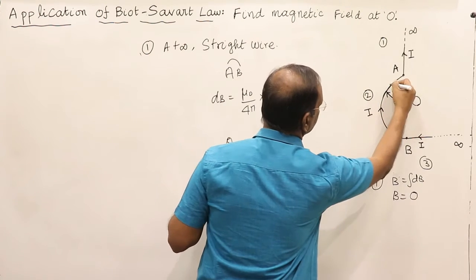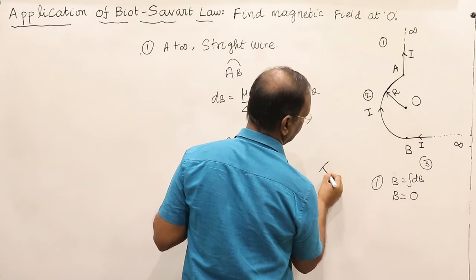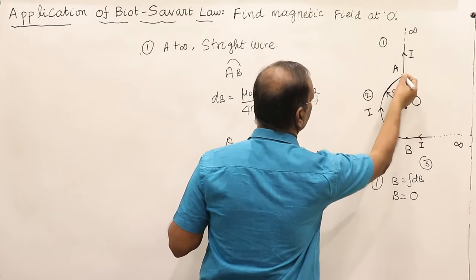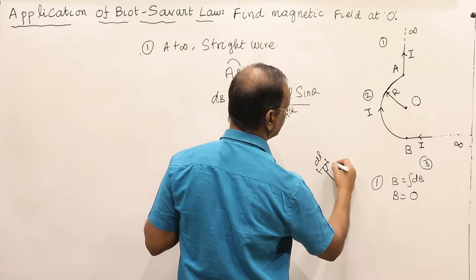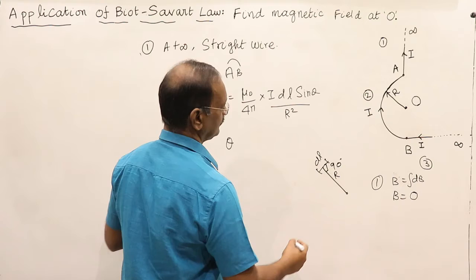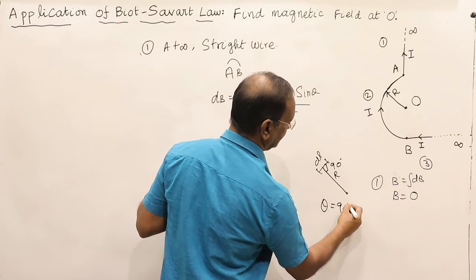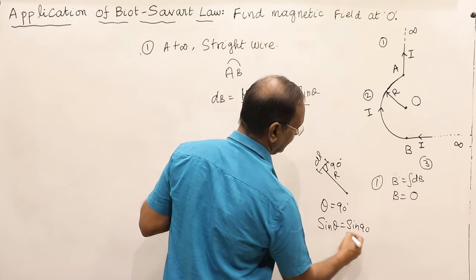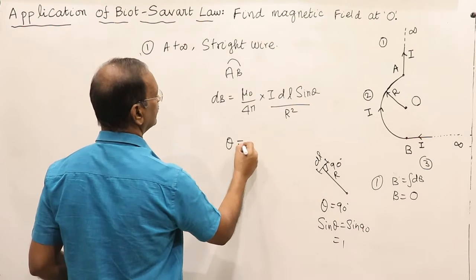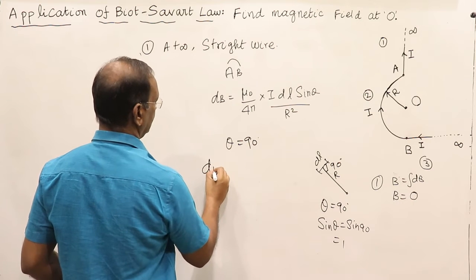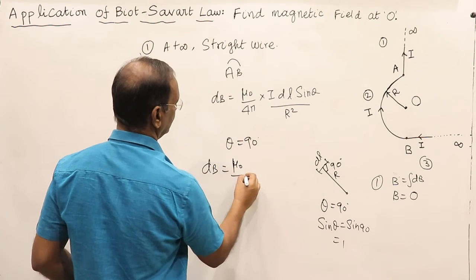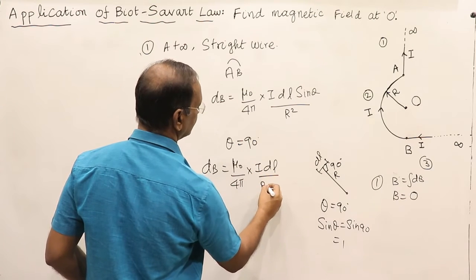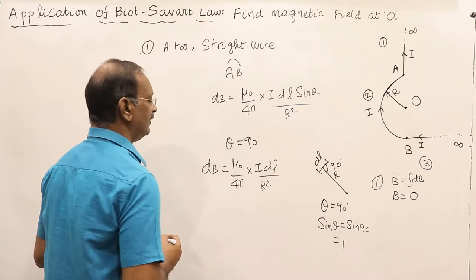Suppose this is the portion, which we write with respect to r. This is r, and this is the dl portion in this wire, and the angle between them is 90 degrees. That way theta is equal to 90 degrees, so sine theta is equal to sine 90, which is 1. Therefore dB is equal to mu naught by 4 pi into I into dl by r square. Sine 90 is equal to 1, so we need not write it.